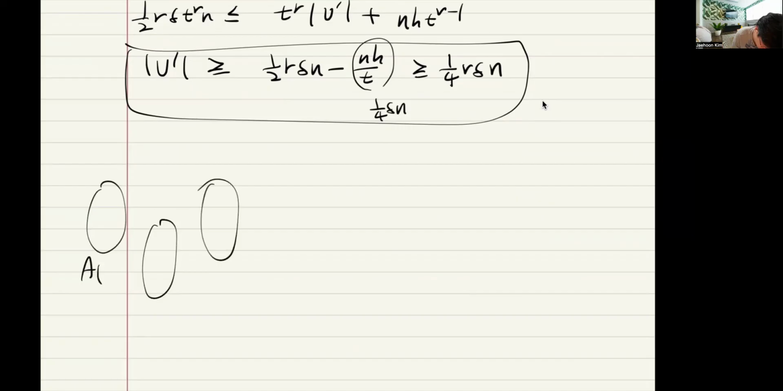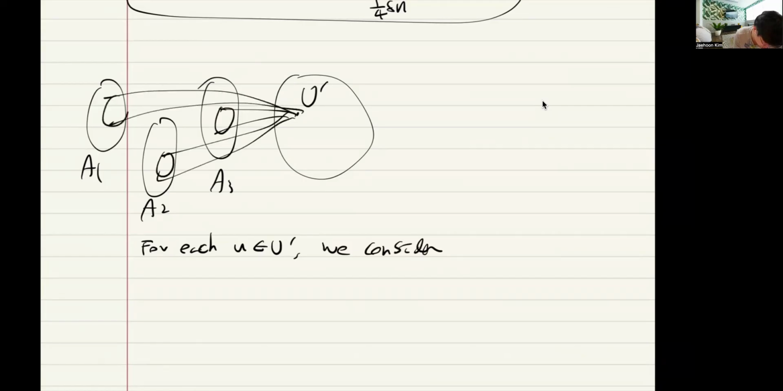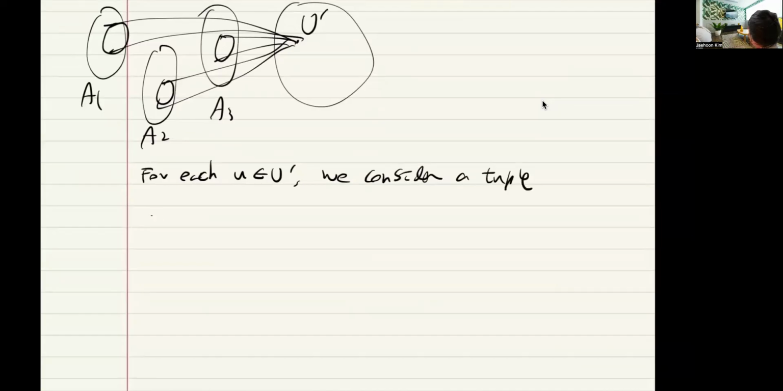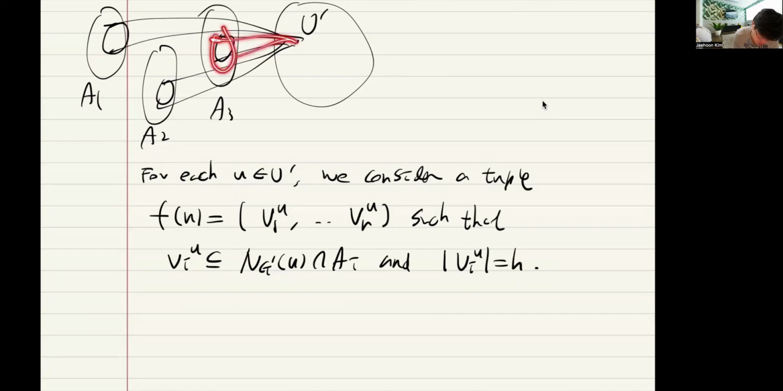What do we have now? We have A1, A2, A3, and U prime, which is large. For each U in U prime, we know it has at least H neighbors in each Ai. We choose a tuple: for each U, choose P1 of U through PR of U, where P sub i of U is a set of neighbors of U in Ai of size H. You might have a neighborhood bigger than H, then you arbitrarily choose H vertices. In the same way, you choose for the others. There is more than one choice, but you fix an arbitrary choice.